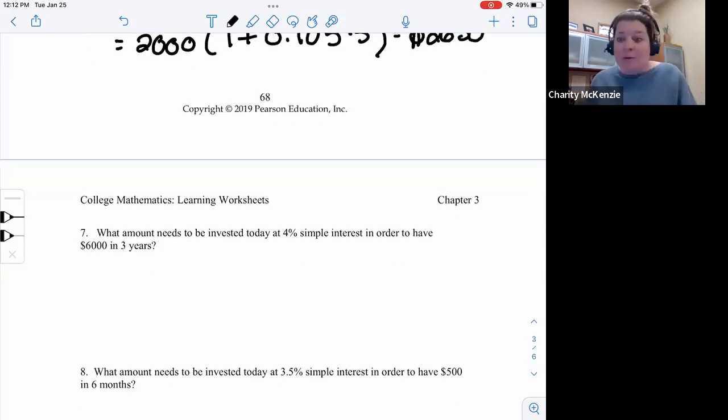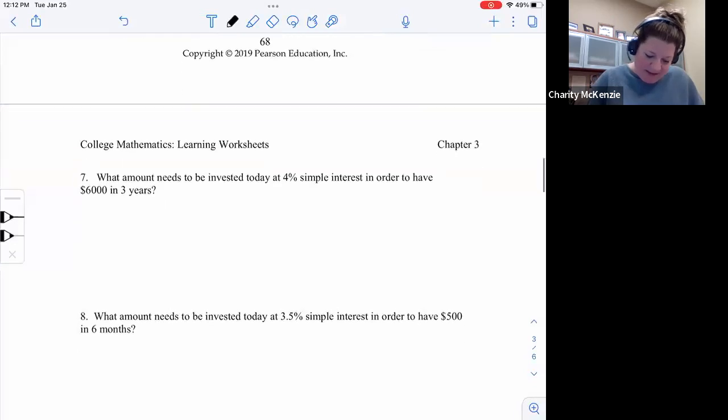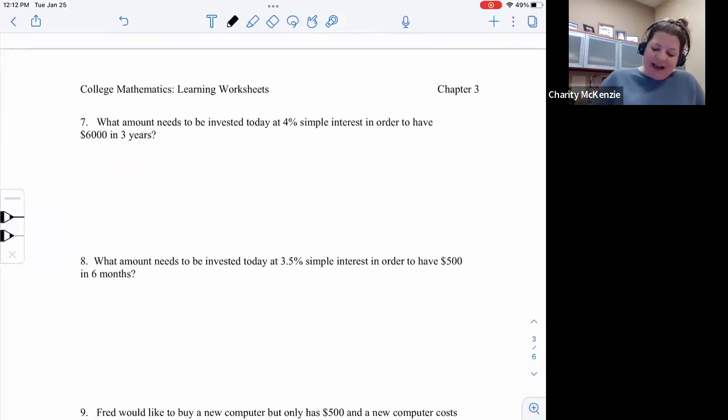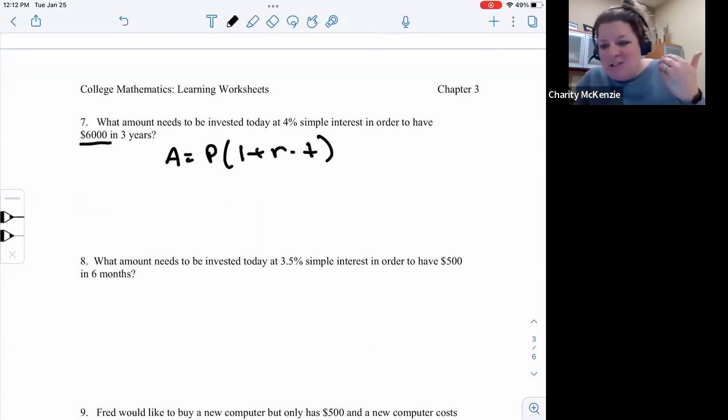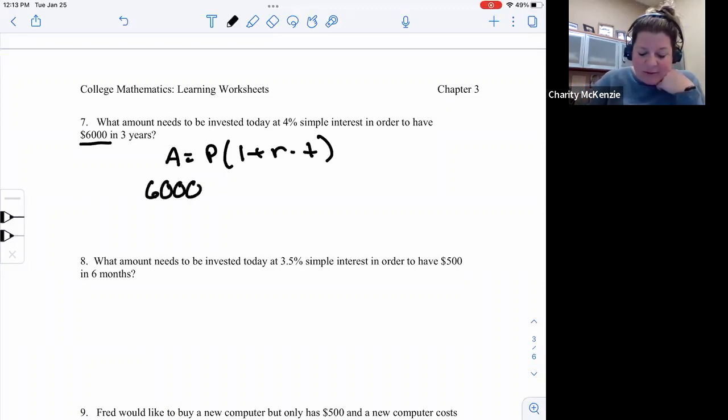So the problem I thought we were doing is problem 7. What amount needs to be invested today at 4% in order to have $6,000 in 3 years? Let's write our formula down again: A equals future value equals P times 1 plus r times t. This time we have a goal of 6,000. That is your future value. It's not the money you have now, because you're asking how much do I need to invest right now to get there. So we want to get to 6,000.